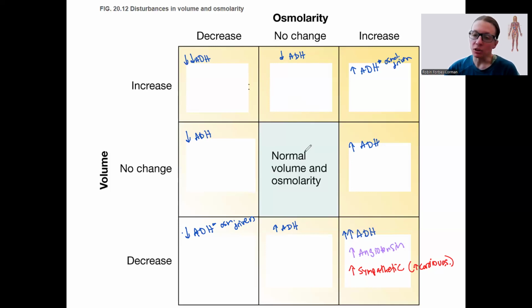Okay, aldosterone, that's responding to blood volume because that changes blood pressure. So it's going to be increased in all of these where there's decreased blood pressure. And it's going to decrease in all of these where there's high blood pressure.